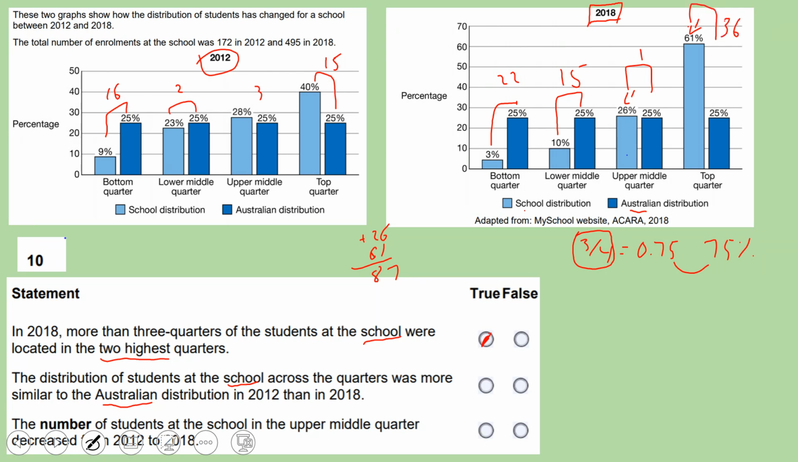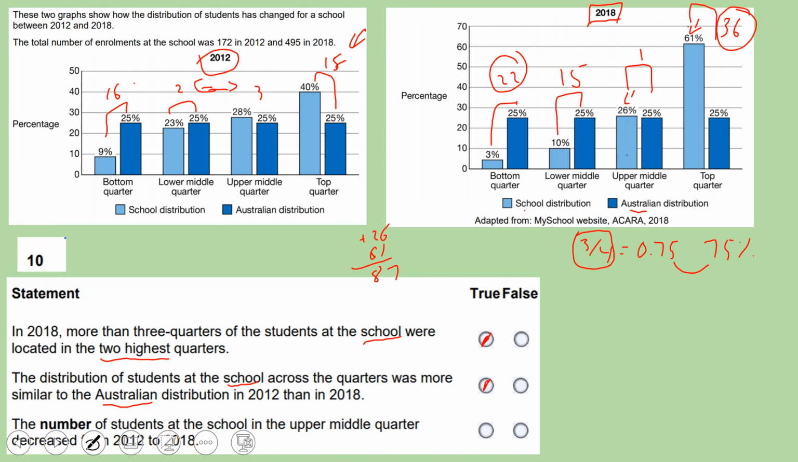We should be able to see quite clearly that the numbers in 2012 seem to be a bit smaller than the ones over here. We've got one in the 20s, we've got one in the high 30s. Here you've got 2 very low numbers and then just 2 teens. So the distribution was definitely more similar to Australian in 2012 than in 2018. That is true. Last question.